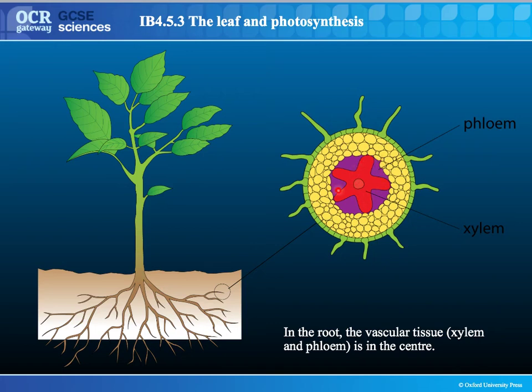Through the middle of the root, as a cross-section, we can see that we've got the phloem, which are these purple parts here, and running directly down the middle, we've got this starfish-shaped area, which is the xylem. Now these two together are the vascular bundle within the root.